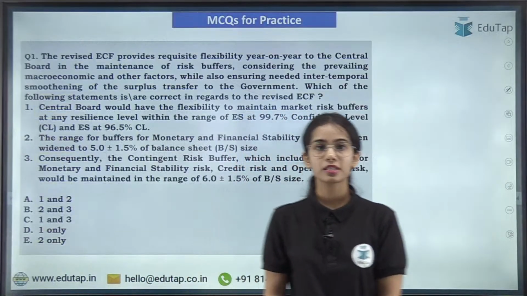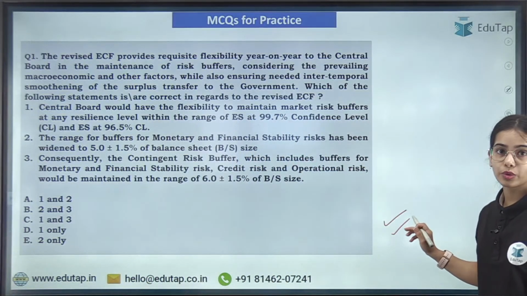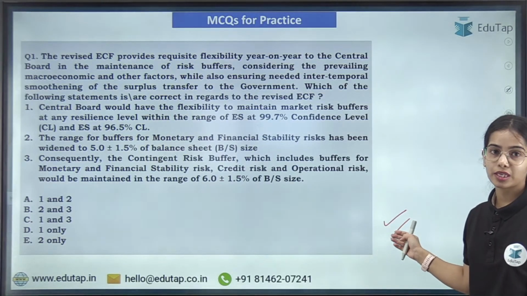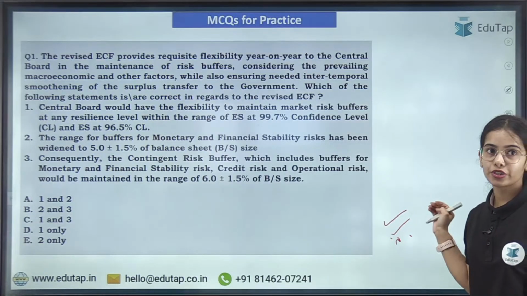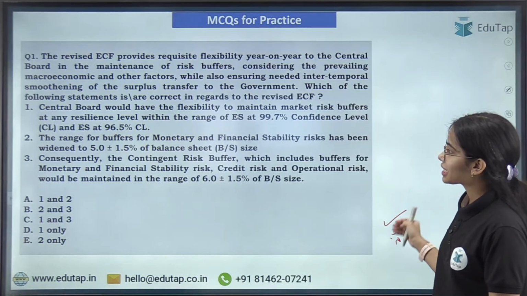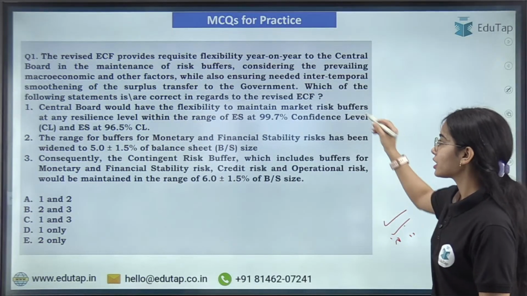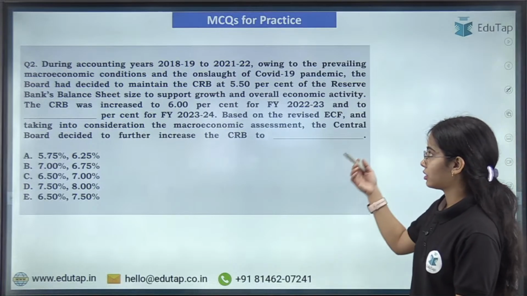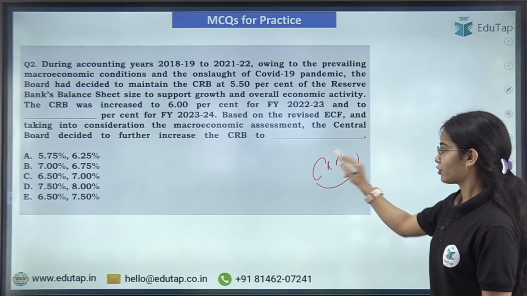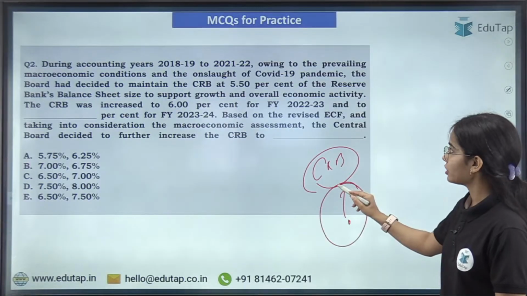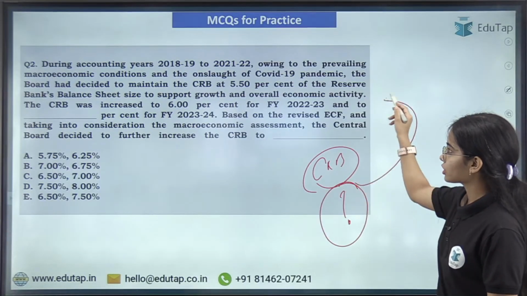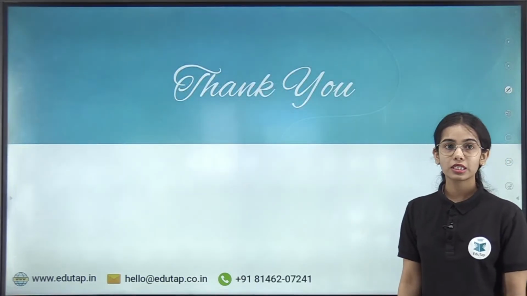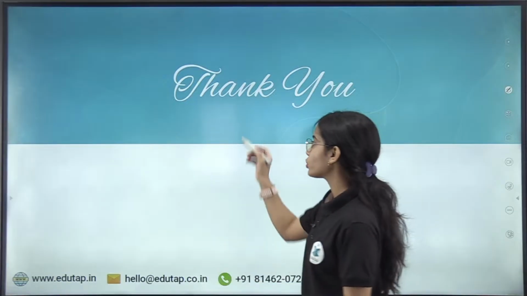Okay. Now this is the first question. I hope you will be easily able to answer this question. You have to tell which of the following statements is or are correct in regards to the revised economic capital framework. The second question is regarding the contingent risk buffer. You just have to tell the percentages of the contingent risk buffer for 2023-24 and for 2024-25. Okay. So these are the two questions. Try to answer these, and do tell me if you like the session.